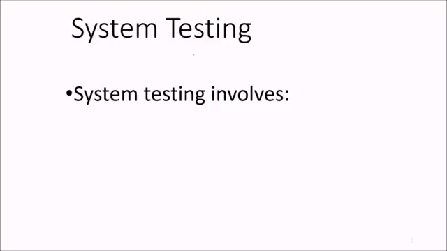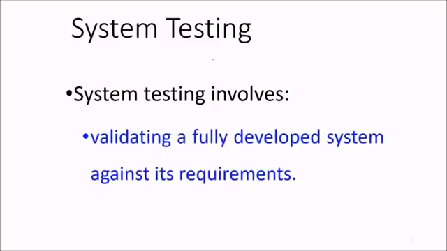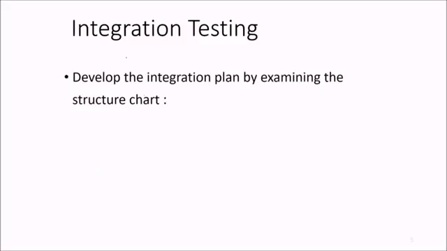Then comes the system testing part. What system testing does is to validate. There is a difference between verification and validation. Validating a fully developed system against the requirements. Validating is against the requirements, and verifying is whether what you are doing is correct. Validating means that what you have made should refer to the requirements. So for integration testing, as I earlier indicated in previous discussions, we always follow an integration plan.